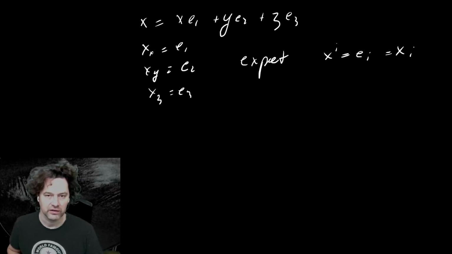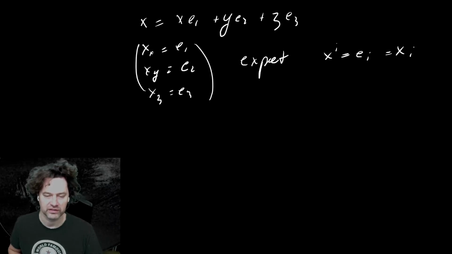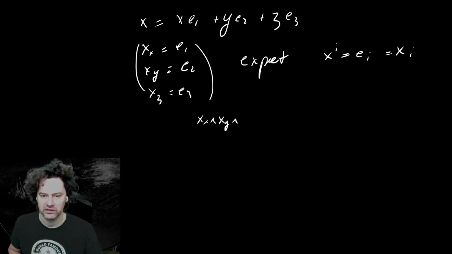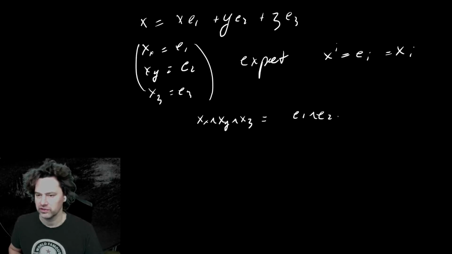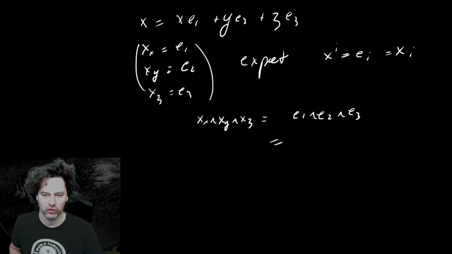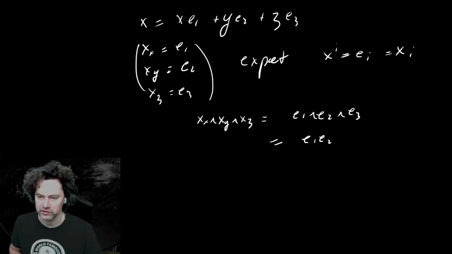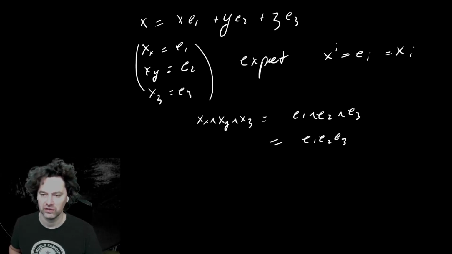So our volume element for all of our coordinate vectors in this basis: we have x_x wedge x_y wedge x_z is just e1 wedged with e2 wedged with e3, which is nothing more than the product e1 e2 e3. Since these are all orthogonal, we can drop the wedges.